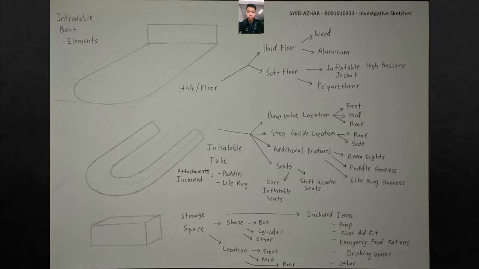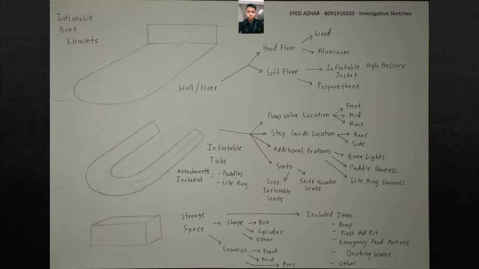For the inflate tube, there will be pump valve location from the front, mid, and rear. Step guide locations are at the rear and side. Additional features are beam light, pedal harness, and life ring harness. In the seat, there will be a stiff wooden seat and a soft inflatable seat. Plus, the attachments include the pedal and the life ring.